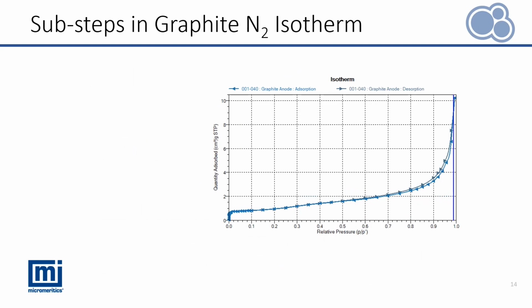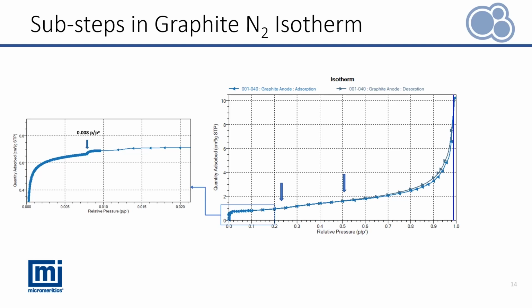Looking more closely at the full adsorption-desorption isotherm collected on the same graphite sample, there seems to be a substep around 0.2 relative pressure and then again at 0.5 relative pressure. And when we zoom in on the lower pressure region, there is a more obvious substep at 0.008 relative pressure. There are different reasons for these substeps observed in the nitrogen isotherm on graphite samples.